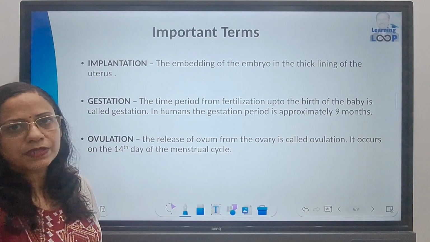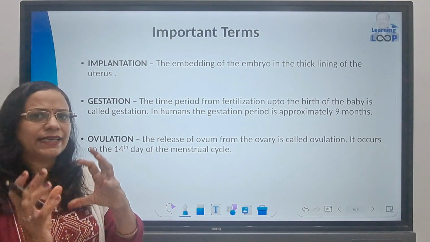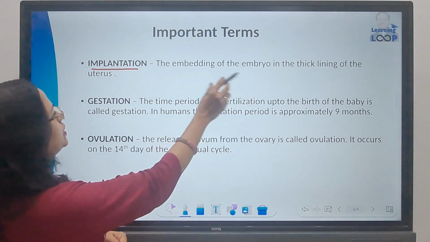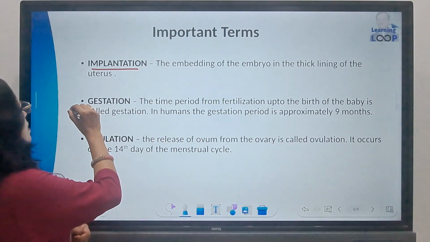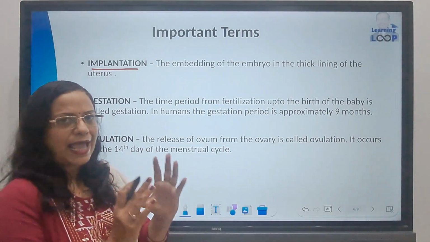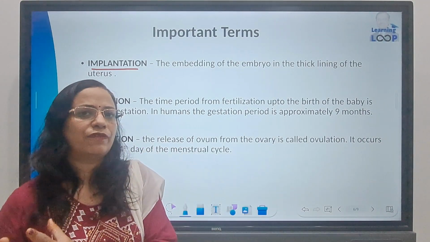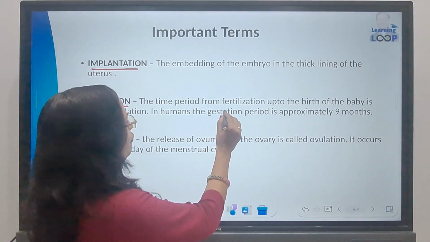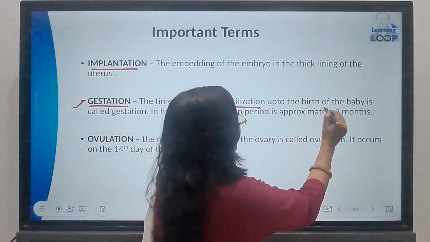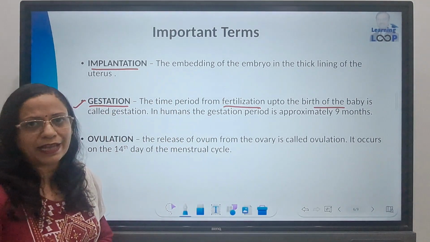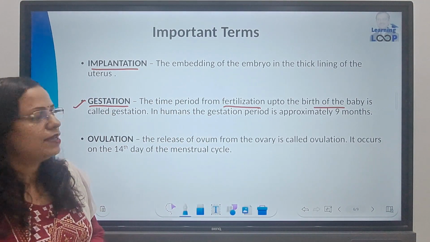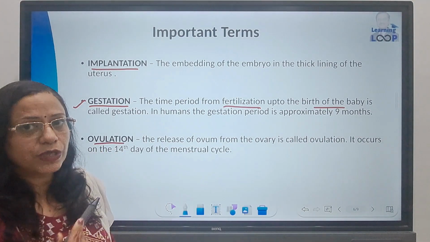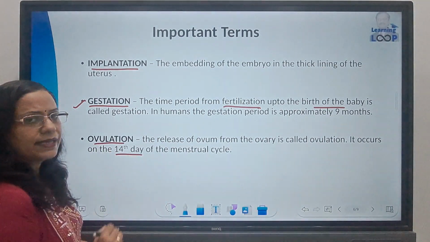A few more important terms here. If the egg gets fertilized and it attaches itself to the wall of the uterus, we call it implantation, the embedding of the embryo in the thick lining of the uterus. If the female gets pregnant, the time from fertilization till the birth of the baby, which is approximately 9 months in case of a human female, is known as gestation period. And the release of ovum from the ovary on the 14th day of the menstrual cycle is known as ovulation.